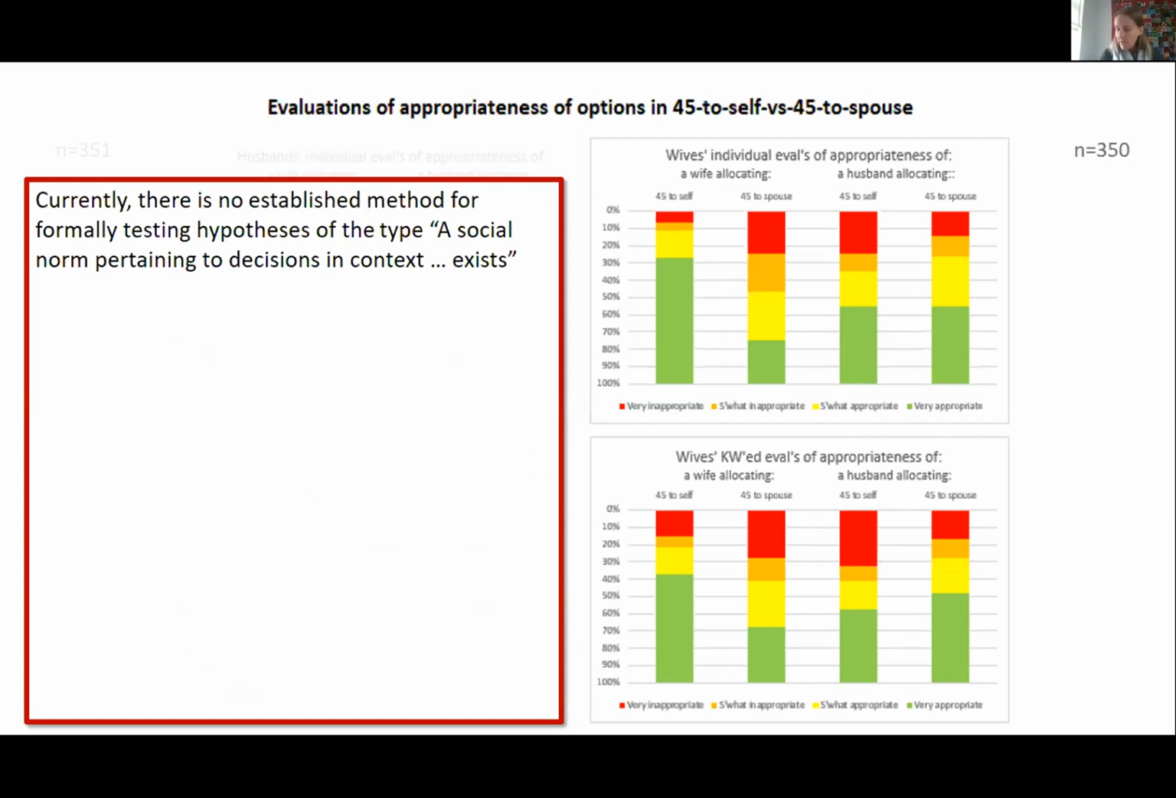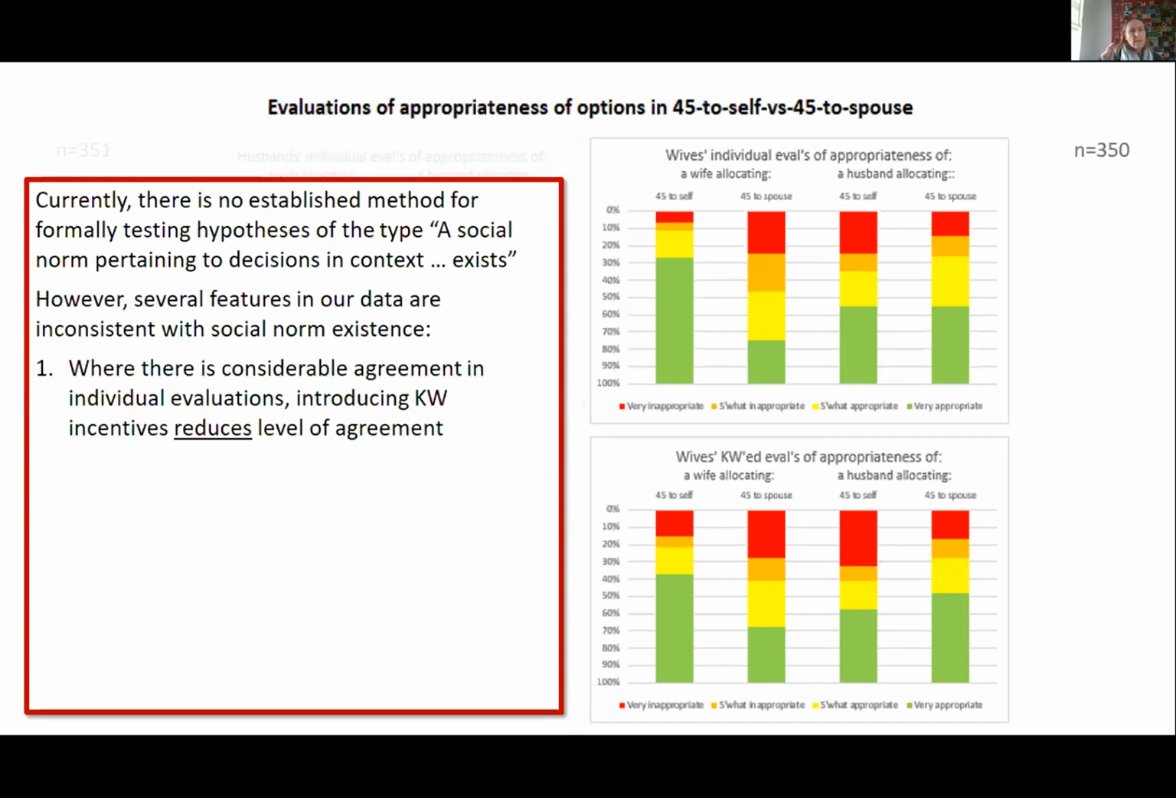Currently, hypotheses are of the type: a social norm pertaining to decisions in such and such a context exists versus does not exist. However, there are various features of our data that suggest that there isn't a social norm that people are referencing here. First of all, where there's considerable agreement in the individual evaluations, in the top part of the slide, introducing the incentives reduces that level of agreement.